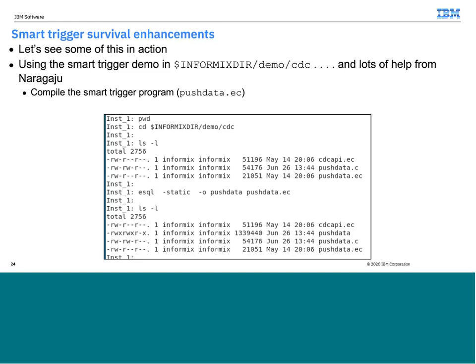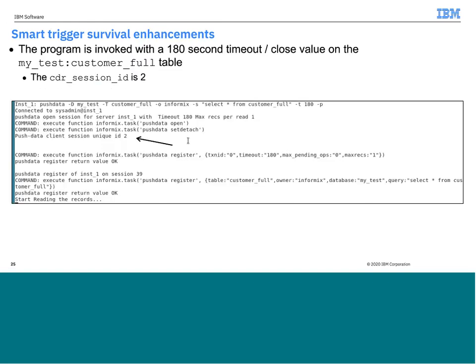But what Nagaraju has done is put in the Informix demo CDC directory a couple of ESQL/C programs where you can play with this on your own. So with his help and him guiding me through this, I compiled the ESQL/C program, and then I ran it. It's this push data application. I went in and started the application. I said, here's the smart trigger that I want to invoke, which is basically select anything that happens to the customer full table. And you can see that in the context of that application, it went out and registered the session as a detachable session and everything else. So it gave me what my CDR session ID is. And then I did the same thing for another table as well.